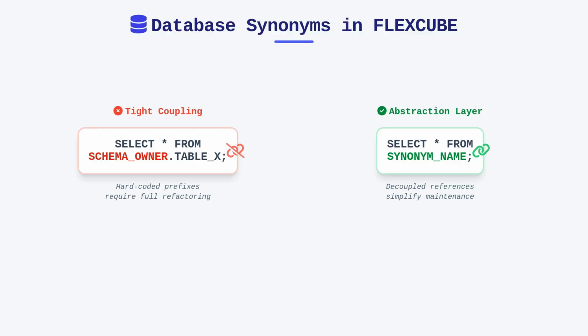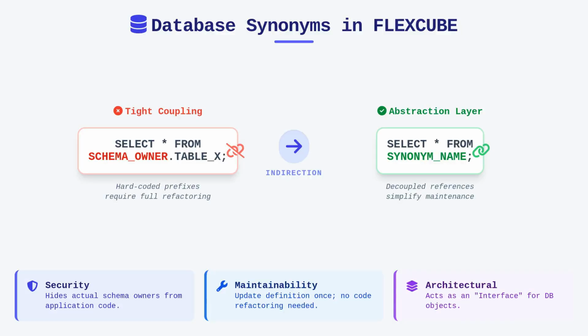From an architectural perspective, this is a form of indirection that simplifies maintenance, especially when managing multiple modules that share common database objects. Think of this as the equivalent of an interface in software development, where we depend on a label rather than the concrete implementation detail of a schema-qualified table name.